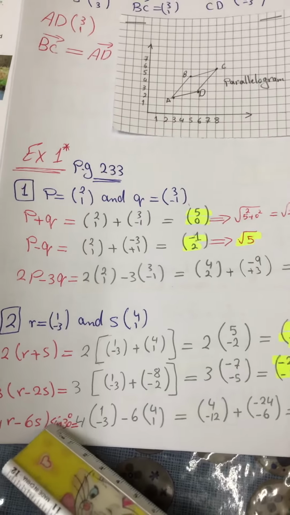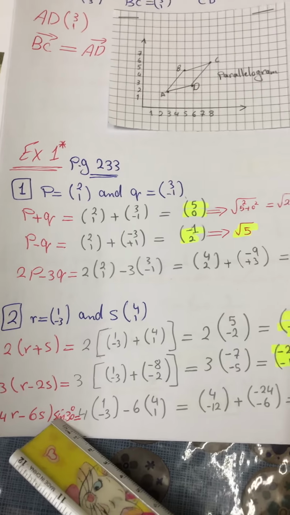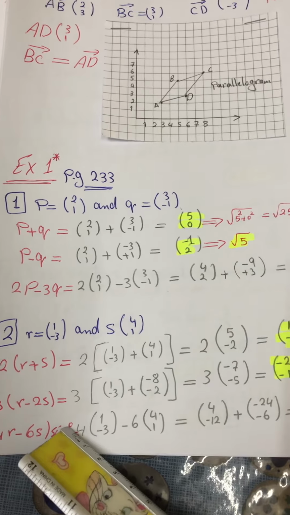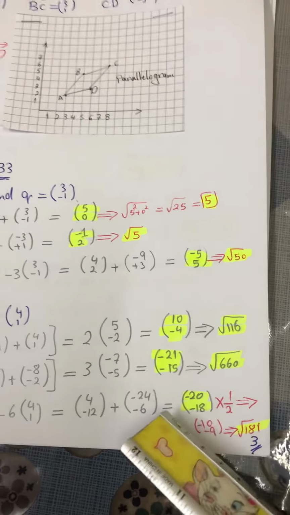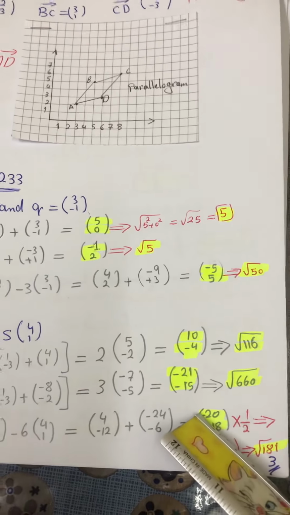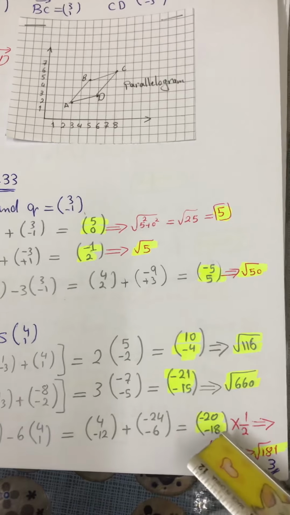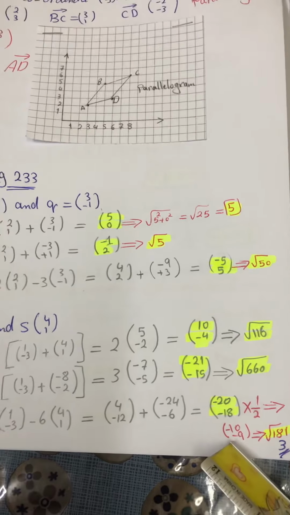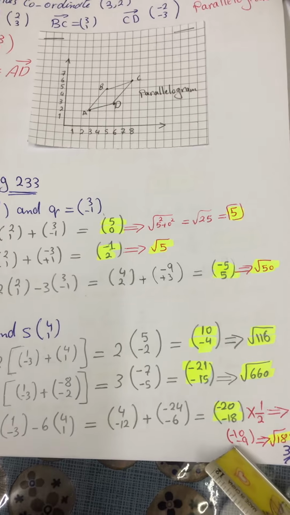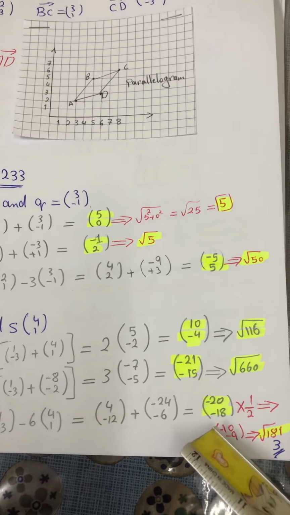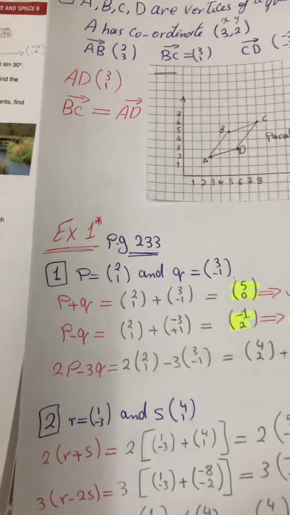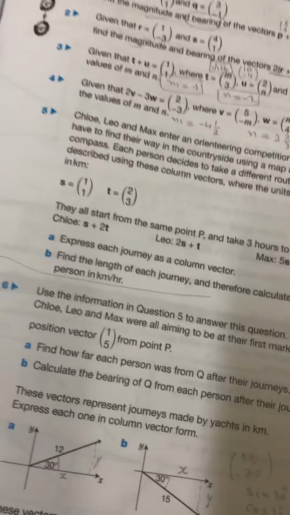Don't forget that you will multiply by sine 30. Sine 30, find it from your calculator, it will be half. So I multiply half by negative 20 equals negative 10. Half by negative 18 equals negative 9. This is a vector. To find the magnitude, I make the square root of negative 10 squared plus negative 9 squared. Okay, and I have here very important problems.